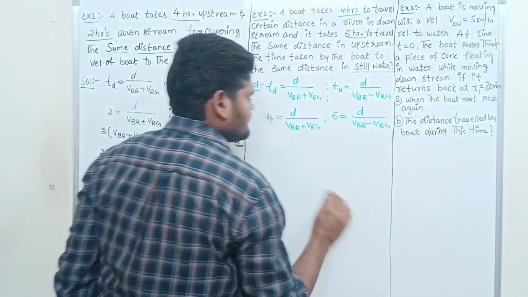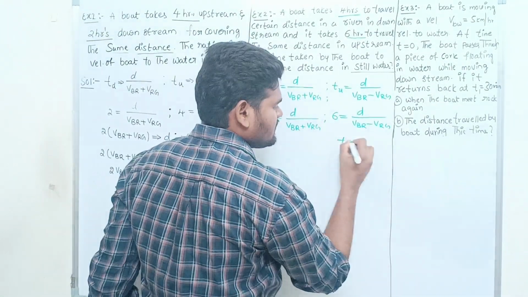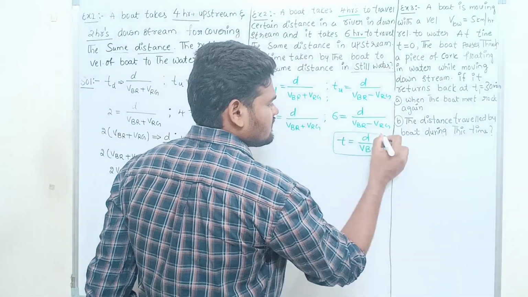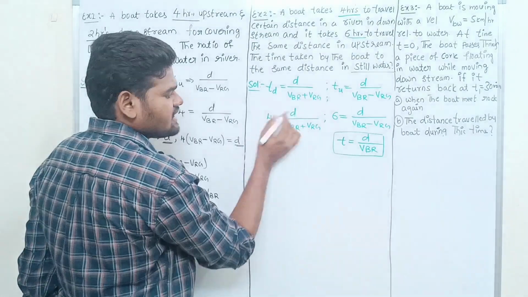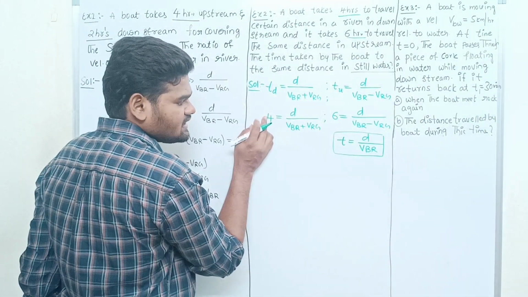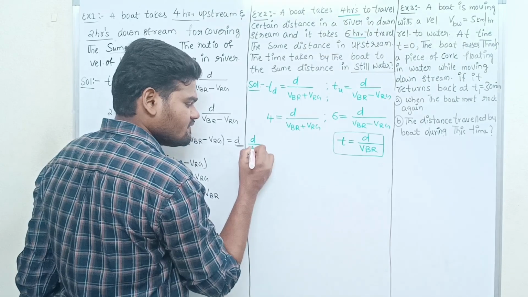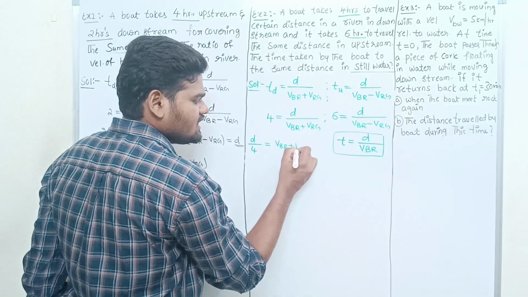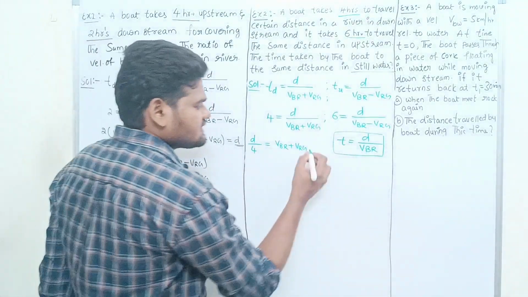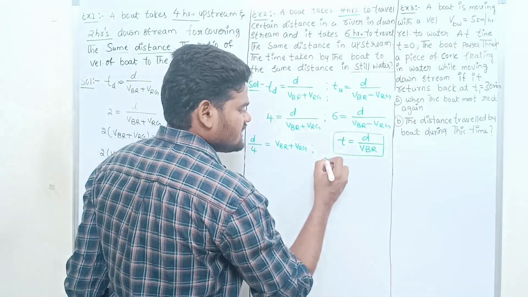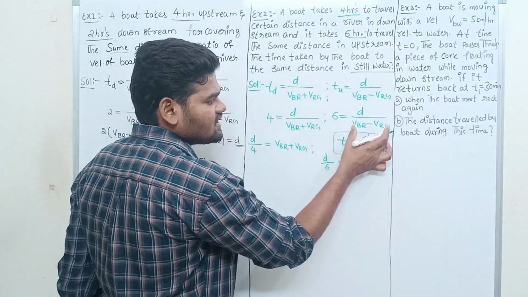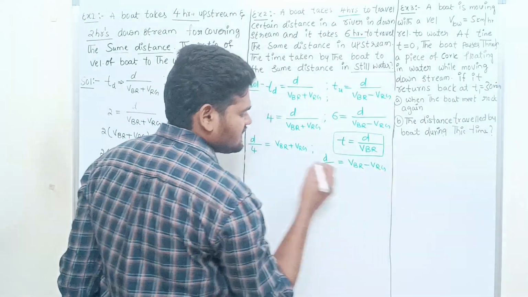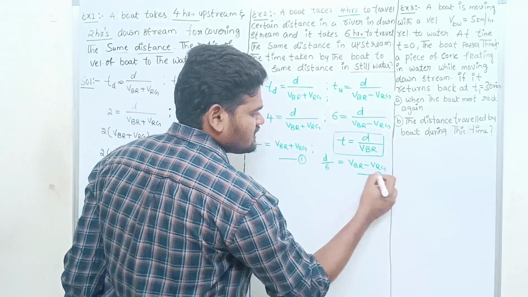Right. So from this, our final answer is what? Time t is equal to distance by velocity of boat with respect to water or river. We have to find this. So from these two equations, I'm writing this equation by sending 4 to this side. It becomes d by 4, that is equal to, bring this term to this side, VBR plus VRG. Next, bring this 6 to this side. It becomes d by 6 is equal to, bring this VBR minus VRG to this side, VBR minus VRG. Say this is equation number 1. This is equation number 2.